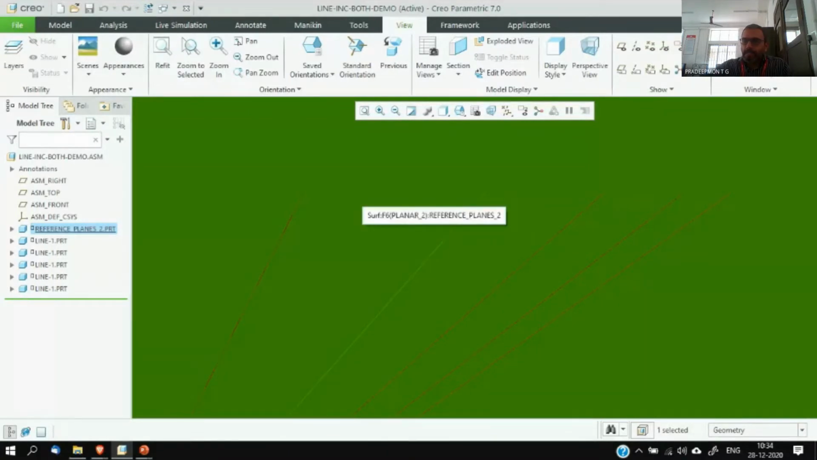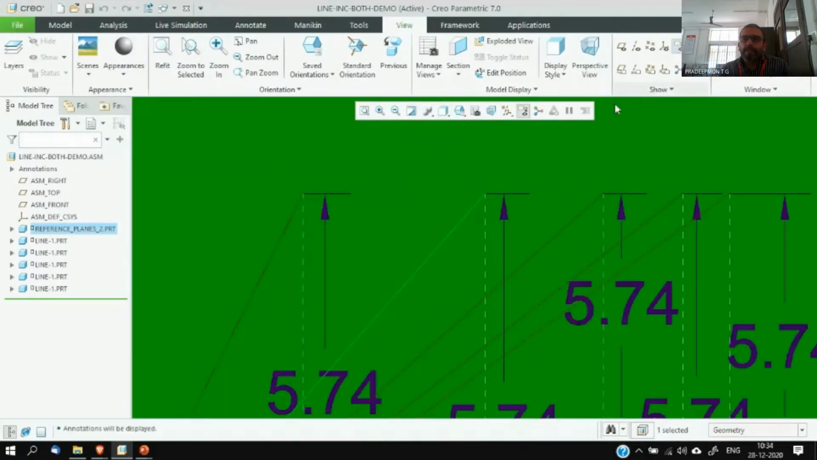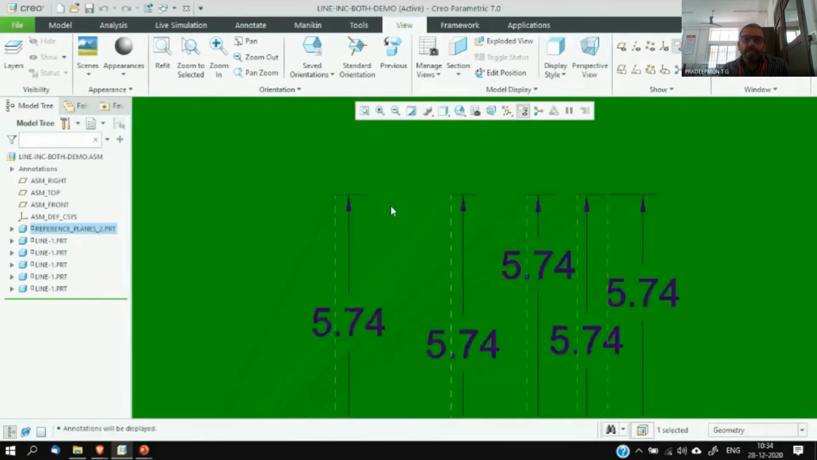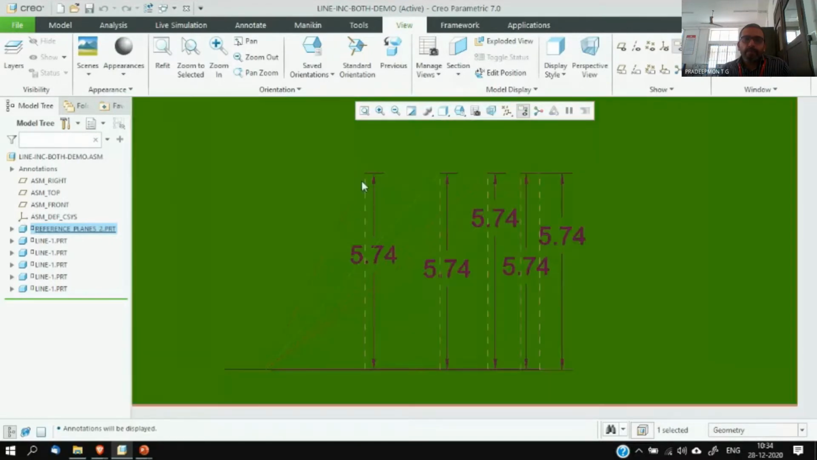In order to prove that, I have one more method. I have generated the length. In the length, the front view, this horizontal line will be the XY line, or the HP, and from the HP, all the second endpoints are at a distance of 5.74.